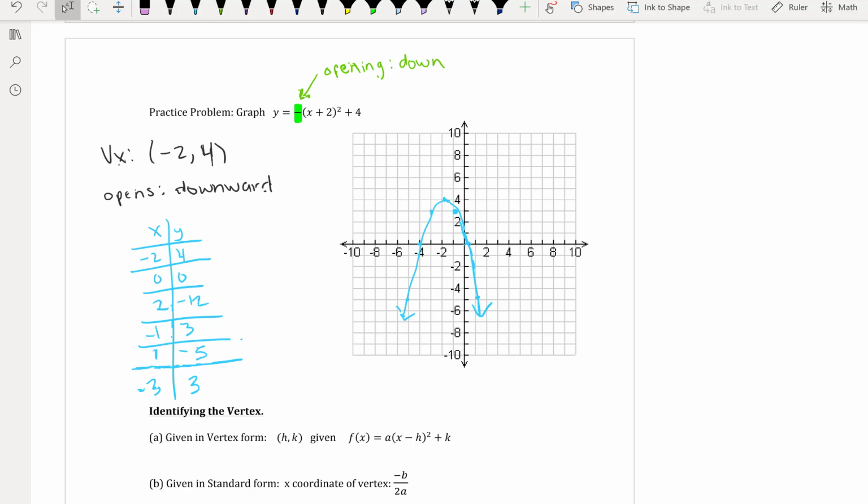So the vertex I got as negative 2, positive 4. I noticed that my opening is negative, so it's going to be opening down. And then I just plugged in some values. I started at the vertex for the x values and kind of picked some values around there. I knew that when I picked 2, my y value was negative 12, and that's kind of off the charts. So I wanted to stick with smaller numbers.